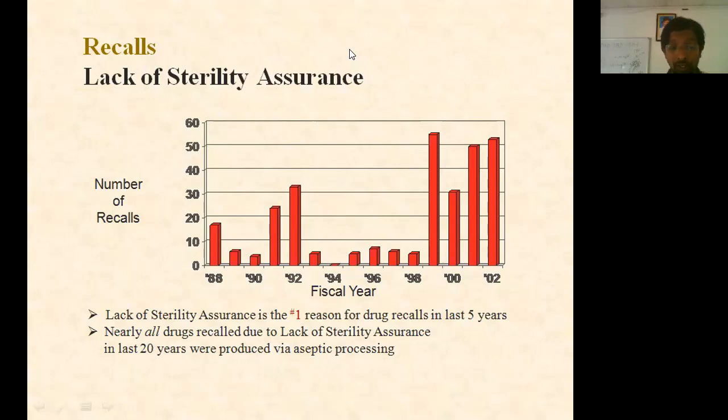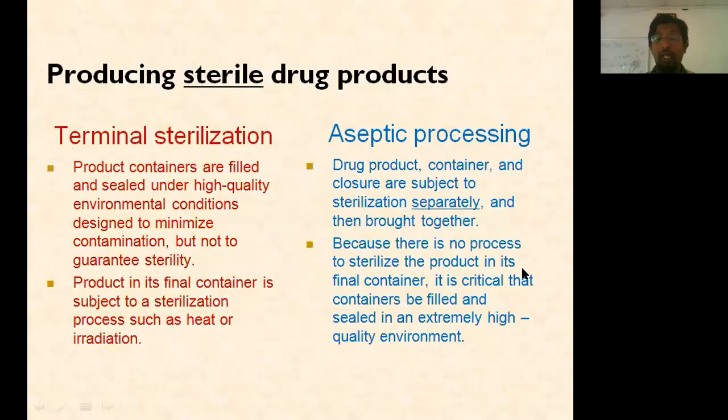So nearly all drugs recalled due to the lack of sterility assurance in the last 20 years were not produced via aseptic processing. If you compare the last 20 years, most drugs made by aseptic processing did not need to be recalled. So if they don't follow aseptic processing, then there will be chances that you have to recall the drug due to lack of sterility issues.